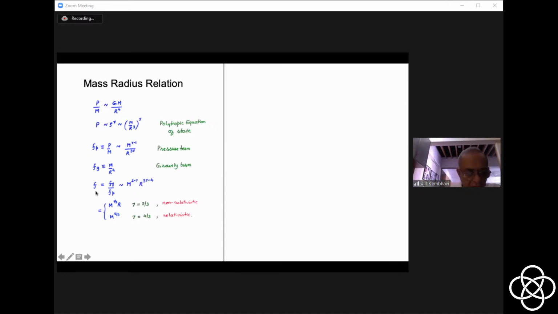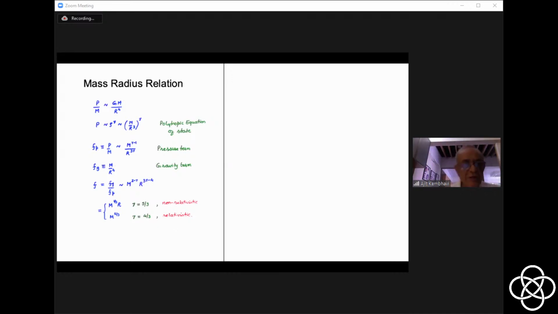Now consider F, which is equal to F_g by F_p. What is that? It's a simple expression, M raised to (2 minus γ) times r raised to (3γ minus 4). We have two values of γ, you remember. γ equal to 5/3 is non-relativistic, and γ equal to 4/3 is relativistic. So F goes as M^(1/3) r in the non-relativistic case, and F goes as M^(2/3) in the relativistic case.